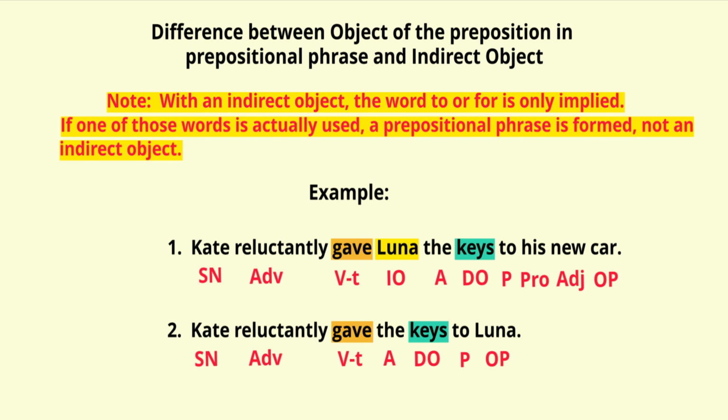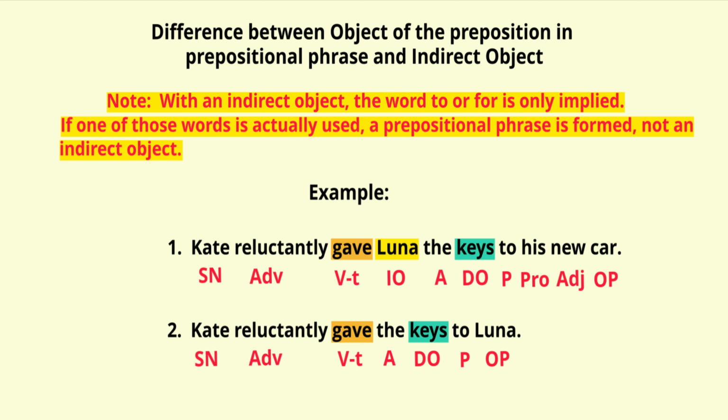And the rest of the sentence is to his new car. That is a prepositional phrase. To is a preposition. His is the pronoun. New is an adjective because it is describing the car. We are saying new car. And car is the object of the preposition. Reluctantly is an adverb because it is describing the verb gave, right? So in this sentence, we are having an indirect object.